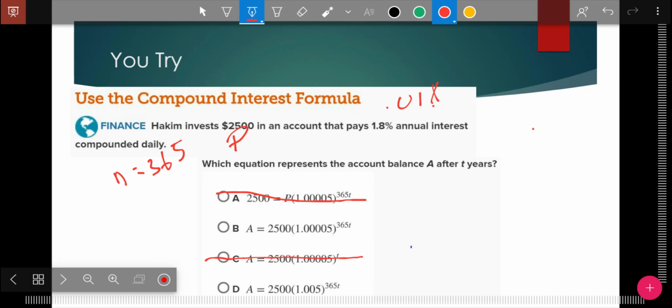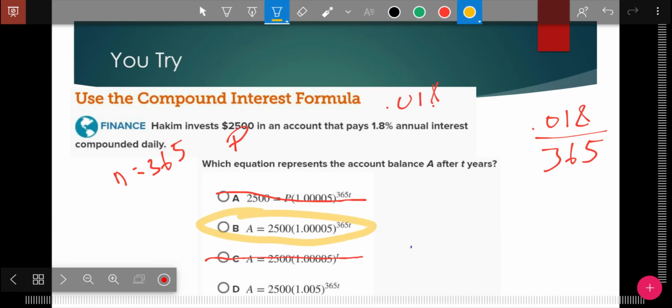And so I have 0.018 divided by 365, right? That ends up being a really, really small number. And so B here is my answer. 0.0005 is the 0.018 divided by 365. Hopefully my explanation of eliminating two choices, and then I knew it was going to be small, so B was the most obvious. I don't even know that I would use a calculator. Hopefully that makes sense to you.